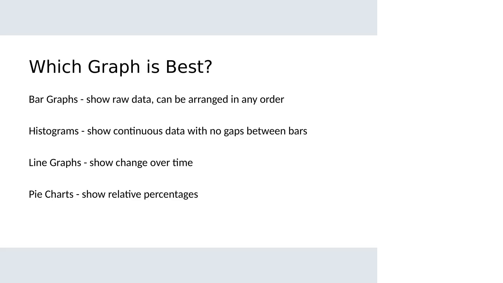But just to sort of summarize, one of the most important things here is what is each graph used for? What is it best at? What is its purpose? And remember when we talked about bar graphs, one of the key things that they do is they show the raw data. If you want to see the raw data, a bar graph is an excellent choice. Also, just be aware that we can arrange the categories in any order. If we want to move those categories around, we can. It doesn't matter.